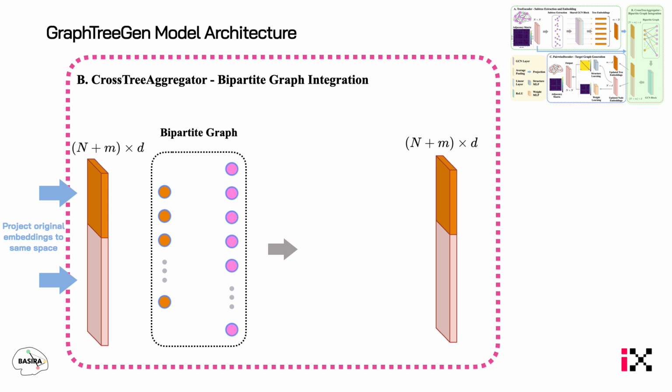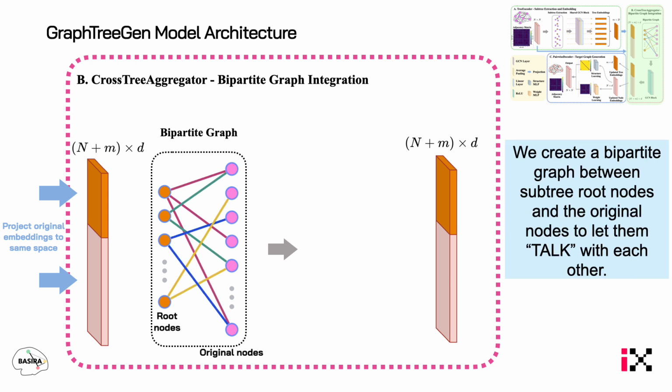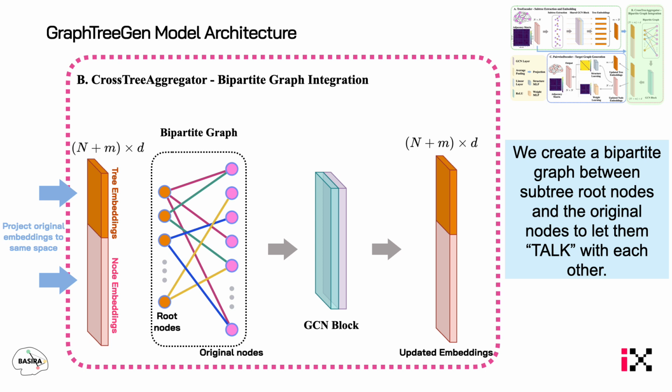Here, we create a bipartite graph between subtree root nodes and the original nodes to let them talk with each other. Each root node of the subtree is connected to their leaf nodes in the original graph. In this way, the bipartite graph bridges subtree and node embeddings, enabling multi-scale information exchange, injecting motif-level priors, and achieving efficient, linear cost message passing. We learn the bipartite graph using the GCN block and get the updated embeddings of the nodes and trees.